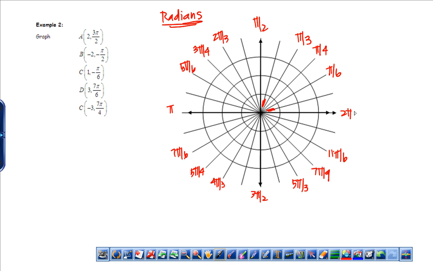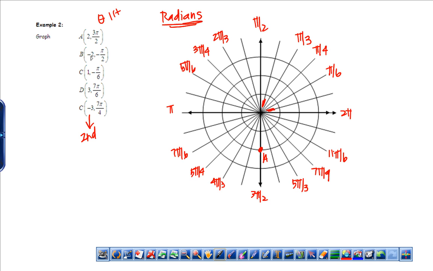Okay, so now that we have everything labeled, now we're going to do the same thing. You're going to do your theta or your radians first. And then you're going to graph this second. This is your R value. That always goes second. So do 3 pi over 2. So 3 pi over 2 is down here. And then I'm going to do out 2 units from my pole. So out 2 units would be right here. And this would be my A value.